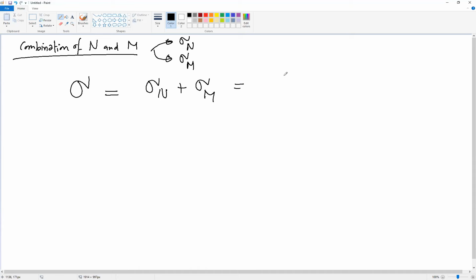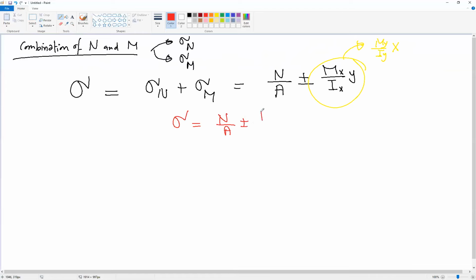And it should be N divided by A plus or minus M by I multiplied by y, if this is Mx. Or you can replace this with My by Iy multiplied by x if we have My. Okay, so this is our general formula. I will write it again here. Sigma equal to N divided by A plus or minus M by I y.